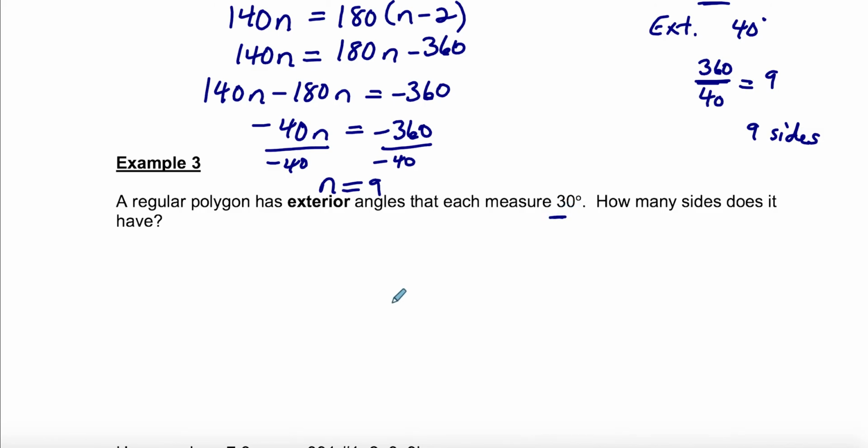How many sides does it have? So very similar to what I was thinking up here. If I had 360 and I divide it by 30 degrees this time, I get 12. So I know the polygon must have 12 sides.